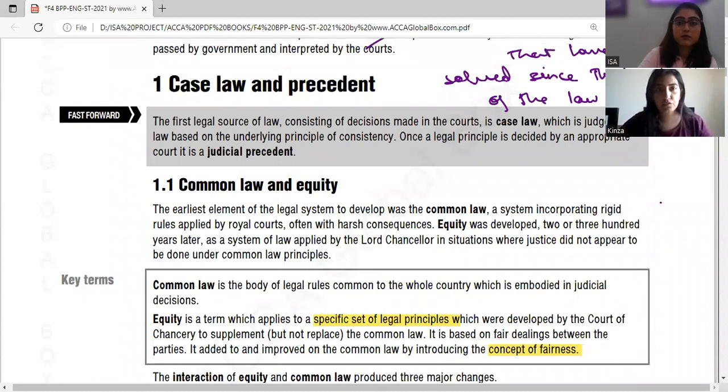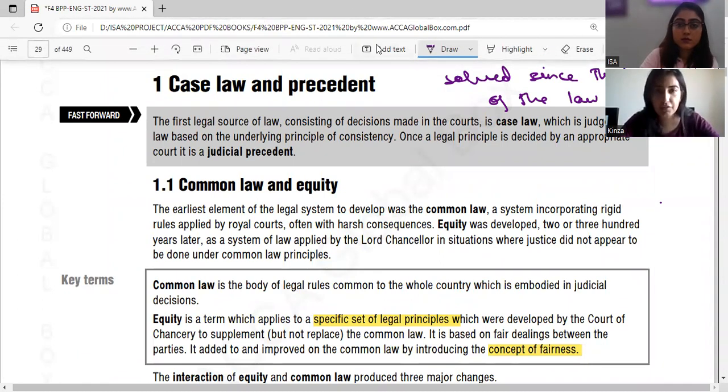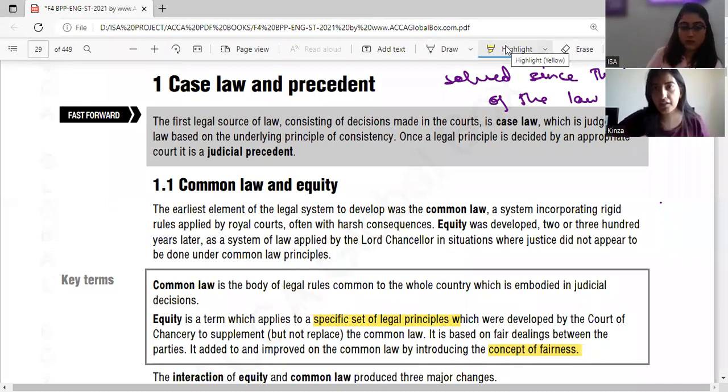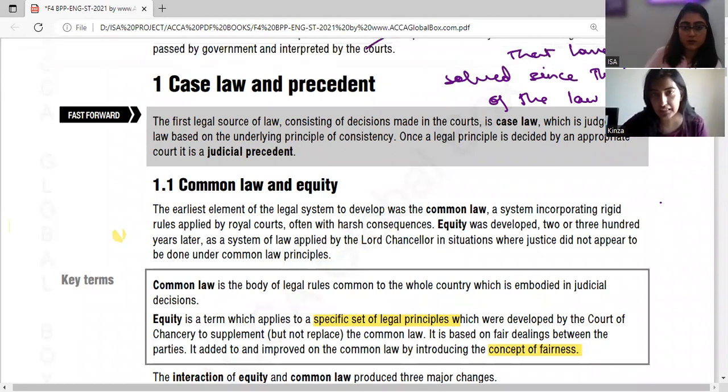The first legal source of law consists of decisions made in the courts, which is case law, which is judge-made law based on the underlying principle of consistency. Once a legal principle is decided by an appropriate court, it is a usual precedent. Okay, when the judge has made the decision, all the other judiciary will also look into it. I mean, they will follow it. Is that what they mean?